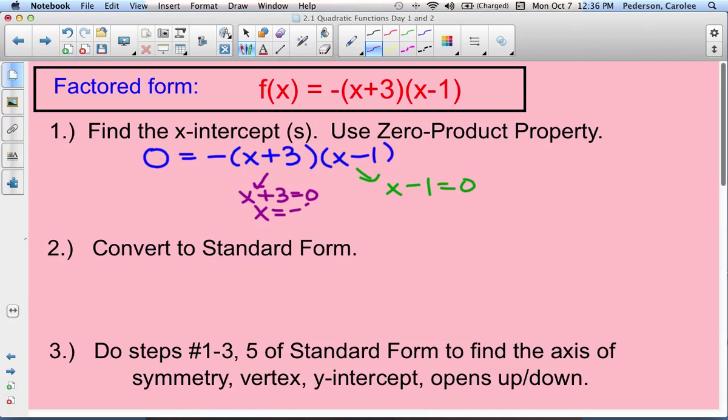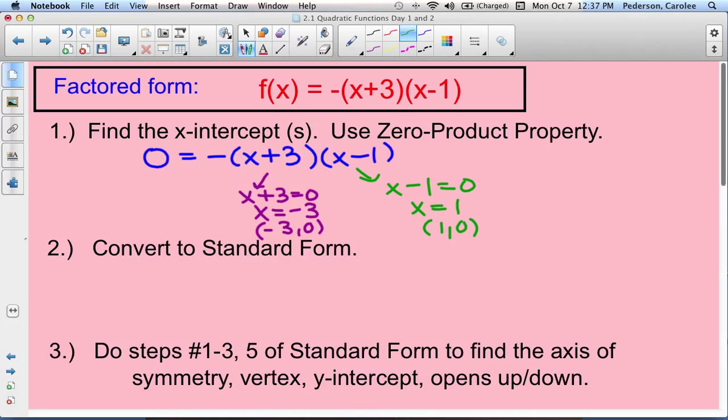We set them equal to 0 and solve for x. So we subtract 3, and we get an ordered pair of negative 3, 0. In the green, we'll add 1 to both sides, and we get an ordered pair of 1 comma 0. So we've now found the x-intercepts. Step 2 is to convert this red function to standard form.